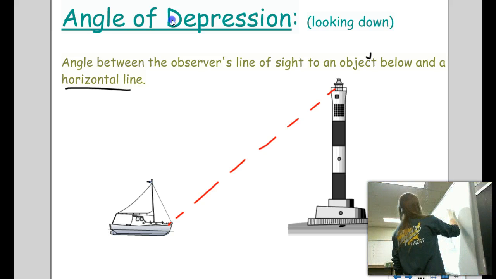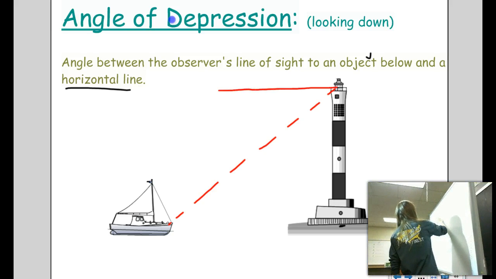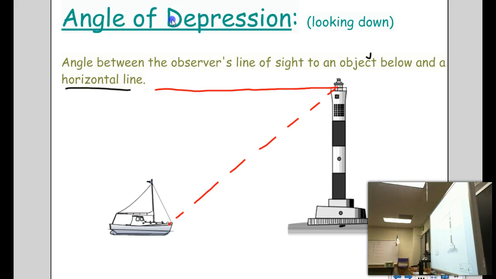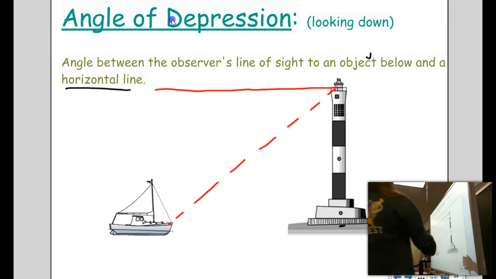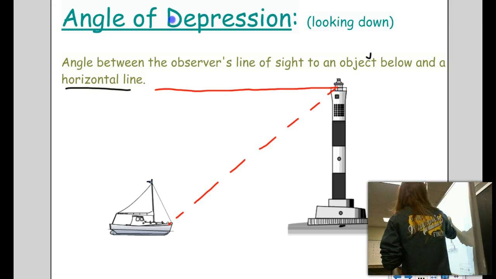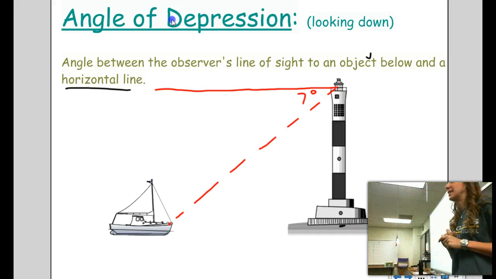And this angle is also formed with a horizontal, so you need to draw in a horizontal. So the angle of depression is that angle formed by the horizontal way up high and you looking down, down, down at the boat. So that's someone at the lighthouse who spies the boat coming into the harbor. Where is the angle of depression? Where do I put the angle? It goes right here. That is the angle of depression.